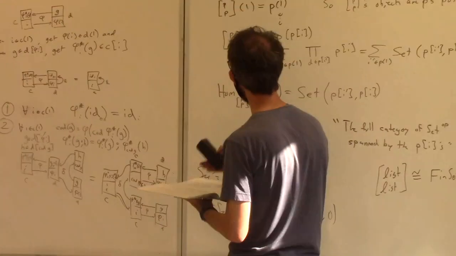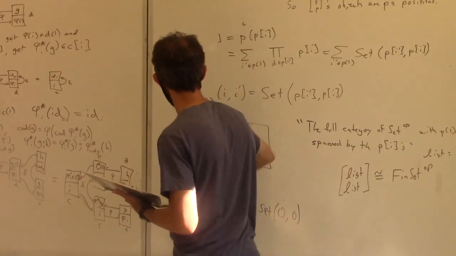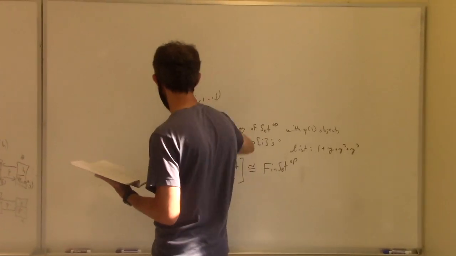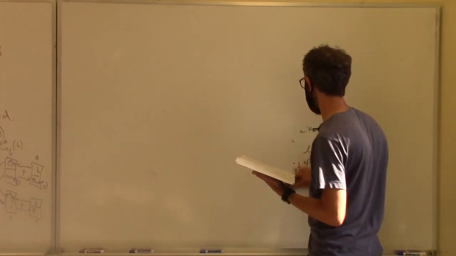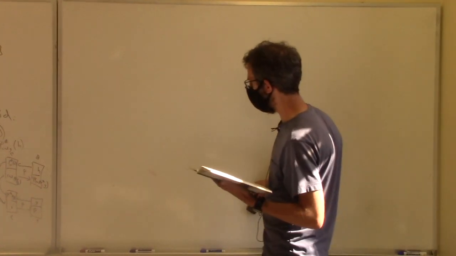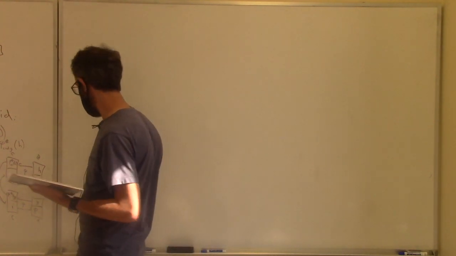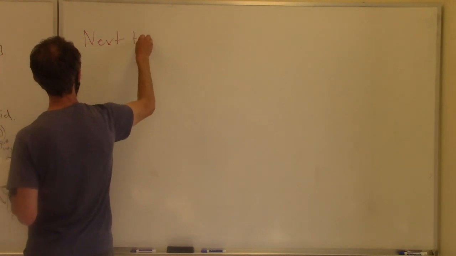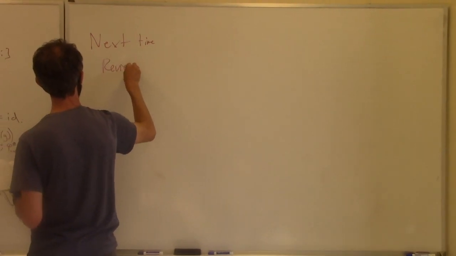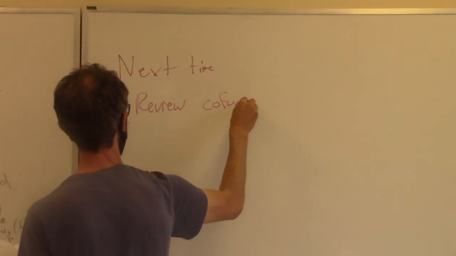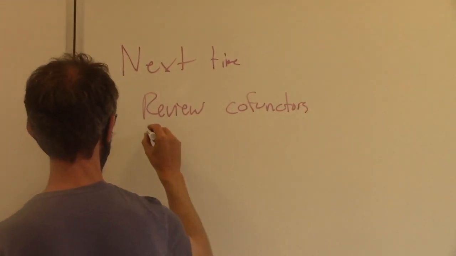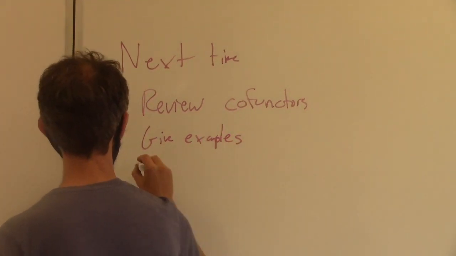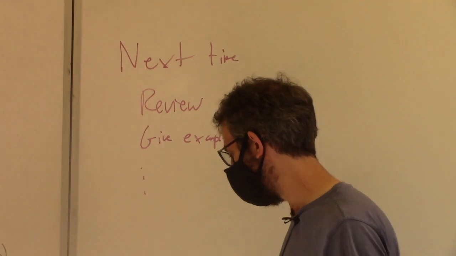What time is it? 59? Oh, I think we usually stop at this time. So what I'll do is I will start again next time with where we are now. I'll remind you what a cofunctor is, and then I'll define the category. So next time, review cofunctors, and then give examples, and then some other stuff, like talk about co-free comonoids.